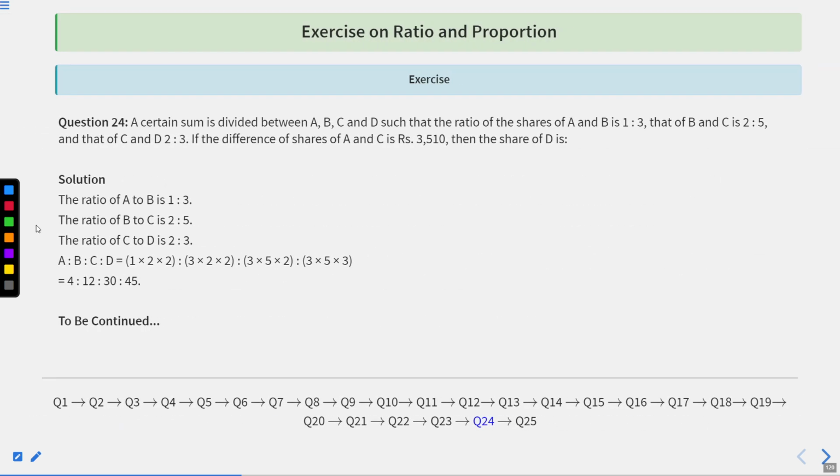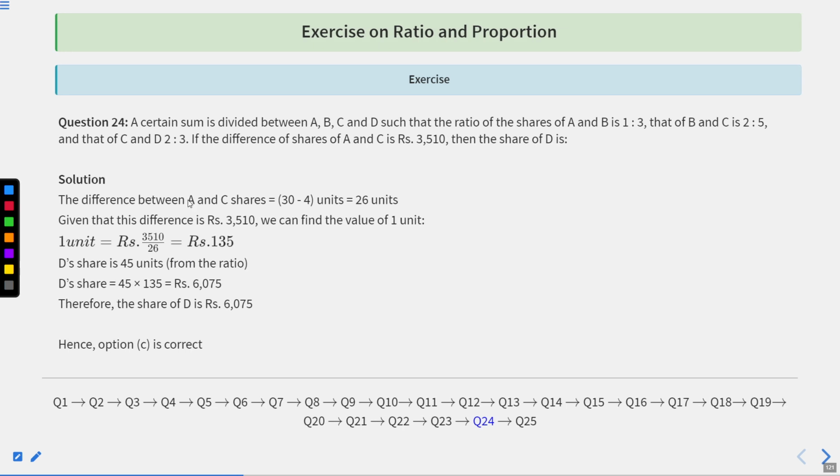So the ratio of A to B is 1:3. Ratio of B to C is 2:5. The ratio of C to D is 2:3. This all information is given to us in the question. So A is to B is to C is to D is going to be 4:12:30:45.